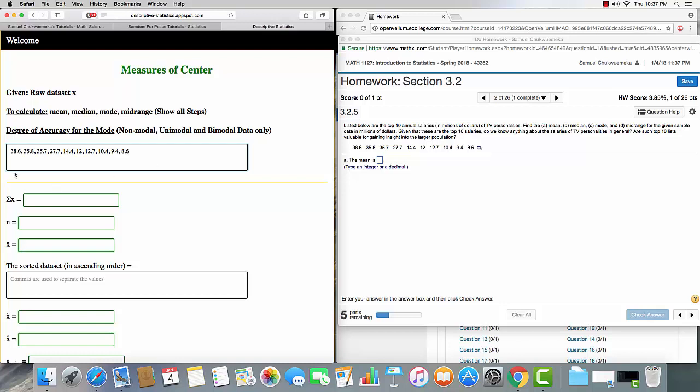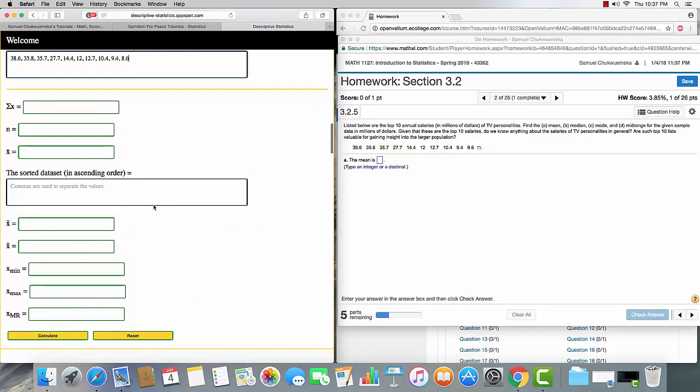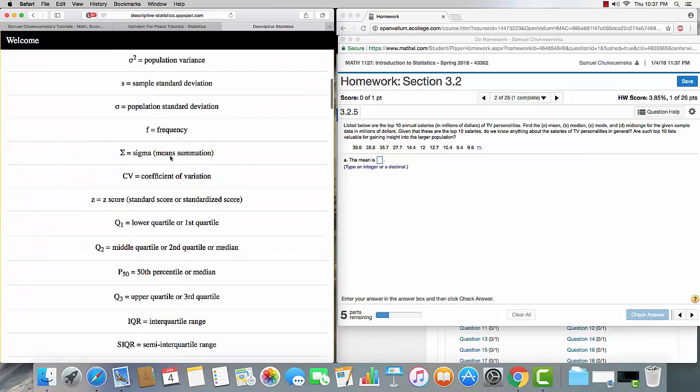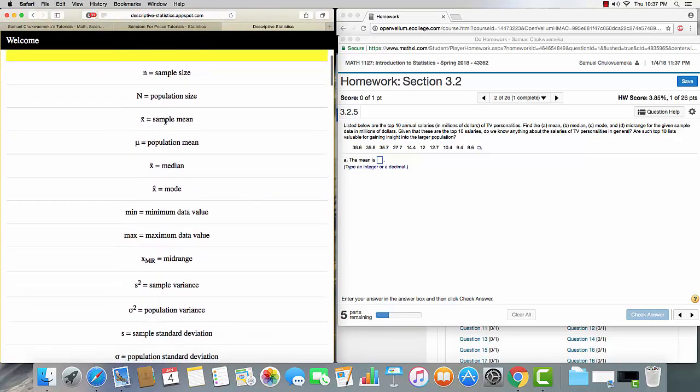Okay? And this is a good practice for typing, right? After doing this, just press calculate. Here we see that the mean is x bar. If you look at this, I put the symbols here. X bar means sample mean. Anywhere in statistics you see x bar, it means sample mean.